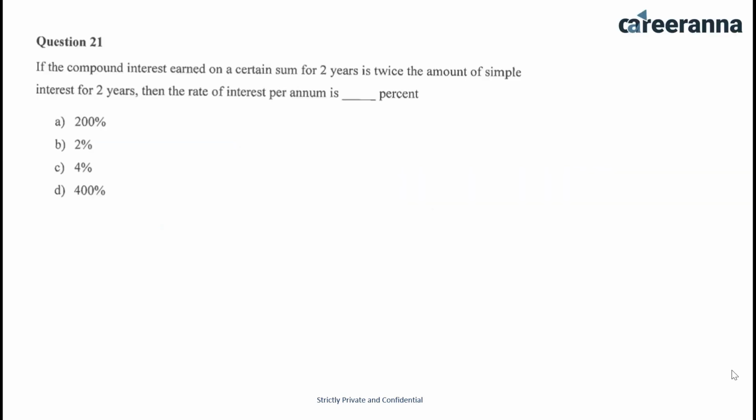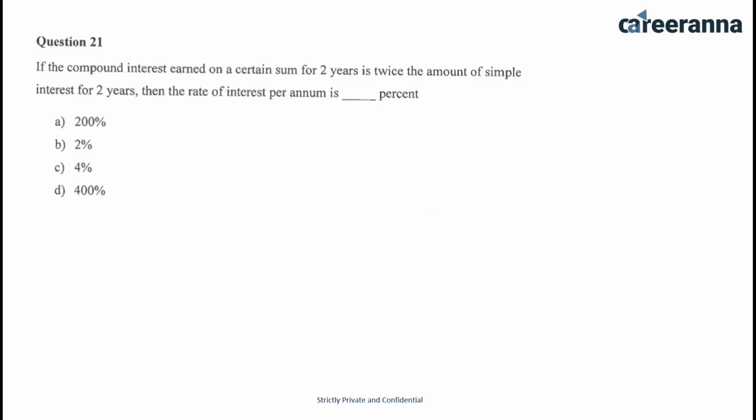So the question is saying if the compound interest earned on a certain sum for 2 years is twice the amount of simple interest for 2 years, then the rate of interest per annum is, and the options given to us are 200%, 2%, 4% and 400%. So let's see how this question can be done.